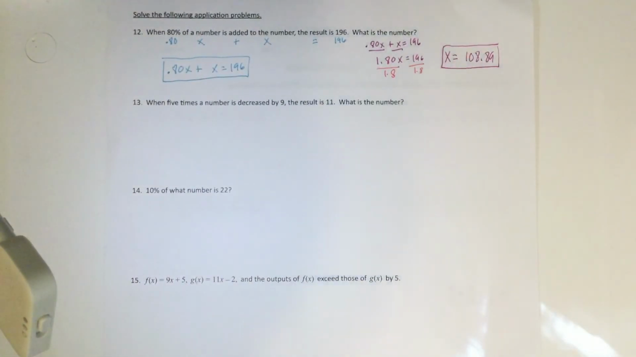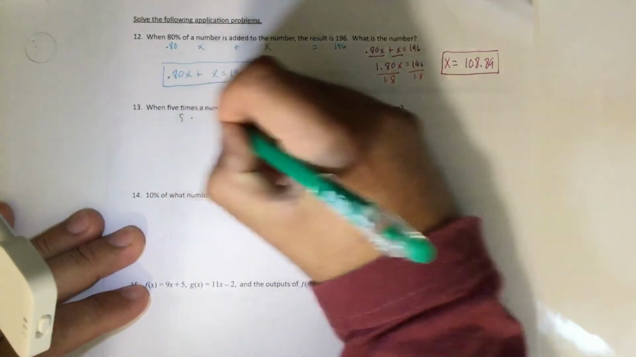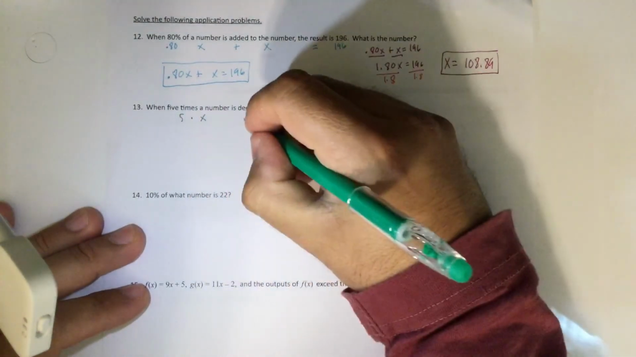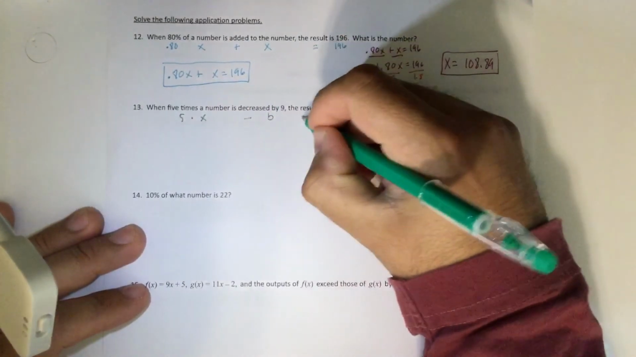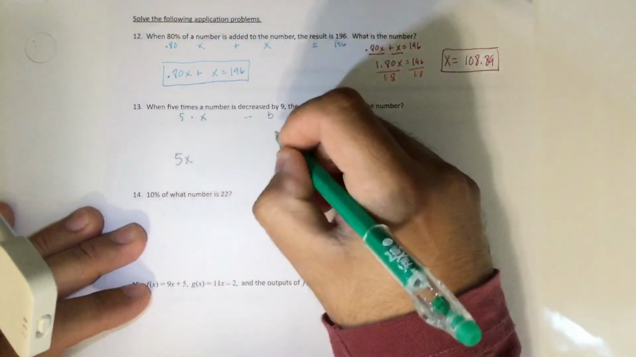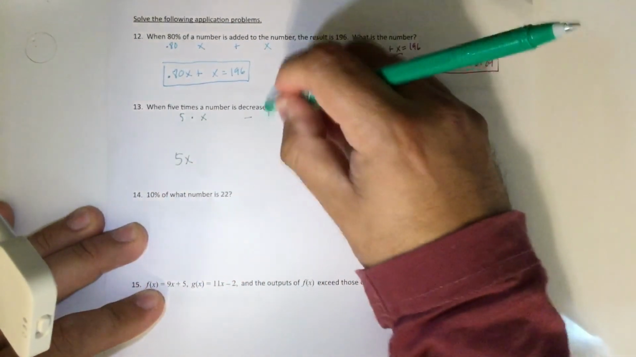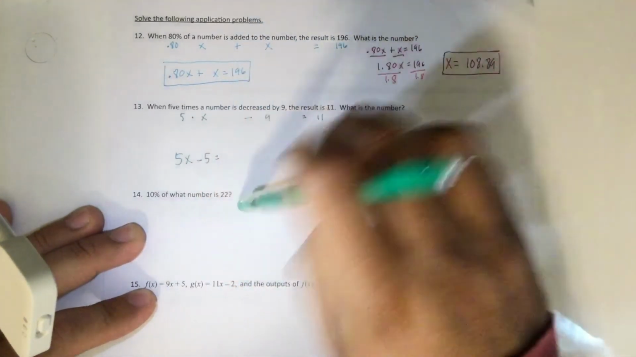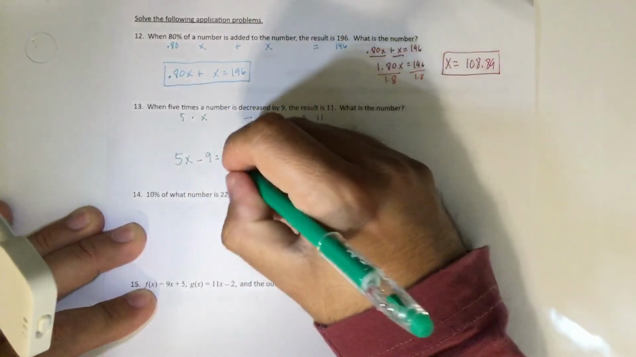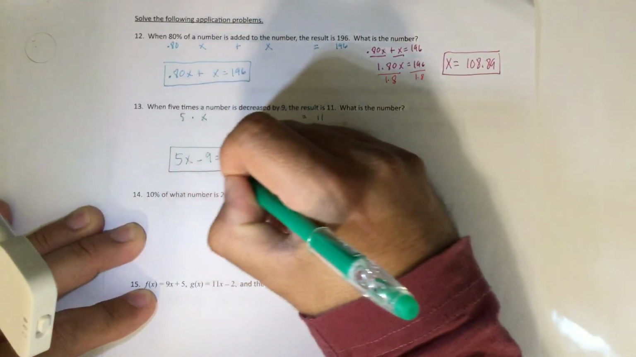Number 13. So this one says when 5 times a number is decreased by 9, the result is 11. 5 times a number, again, is x, so you don't know what that is. Decreased means to subtract. So our equation is 5x minus 9 equals 11. Oh, I put a b, that should be a 9, sorry about that. That is the equation we're looking for.